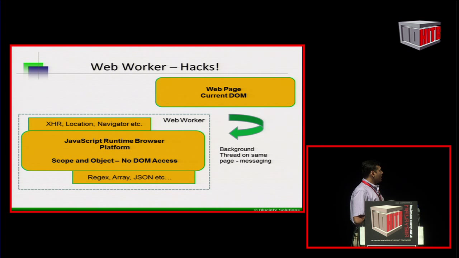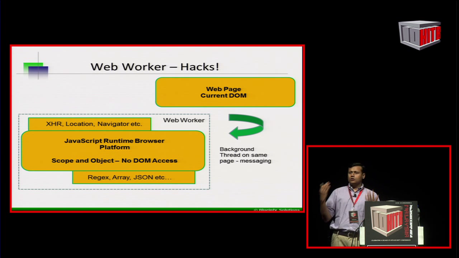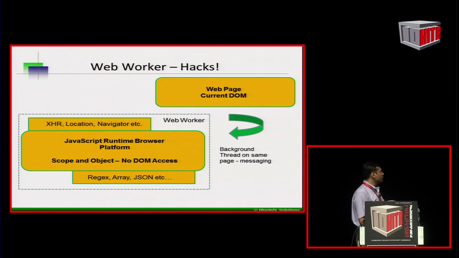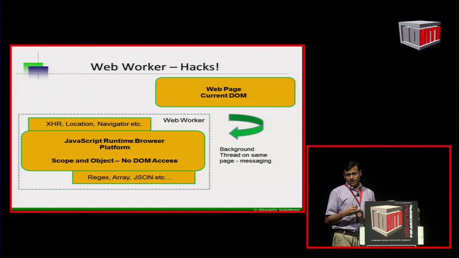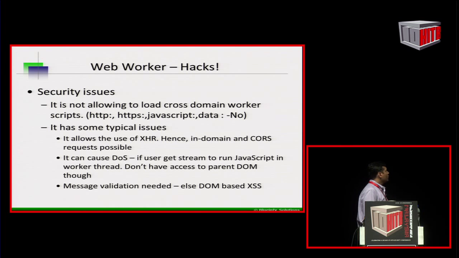So now what you have is a web worker. The only thing a web worker does not have is the parent DOM. So through the web worker, you can't access the document object model. But pretty much you have all other features over here, like regex, array, JSON, XHR, and so on. So everything you can run over here. This thread will run in the background. Now the security issue we have is that it will not allow a cross-domain thread.